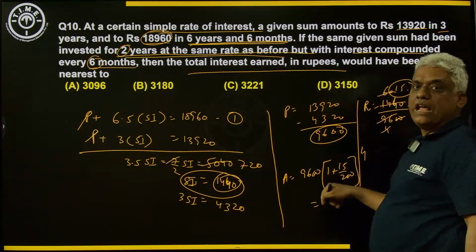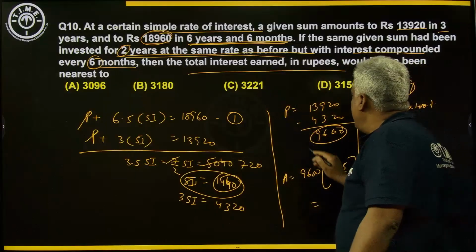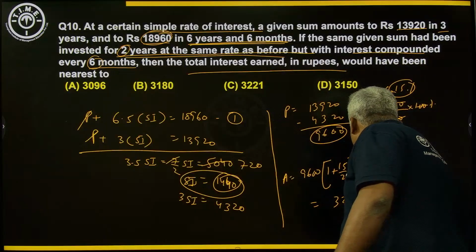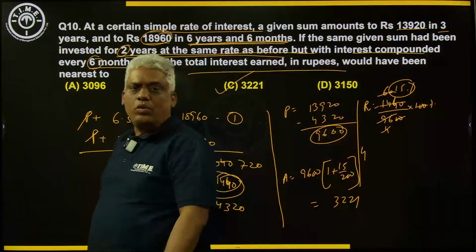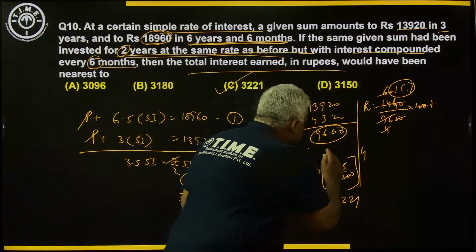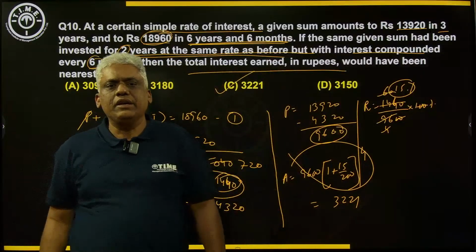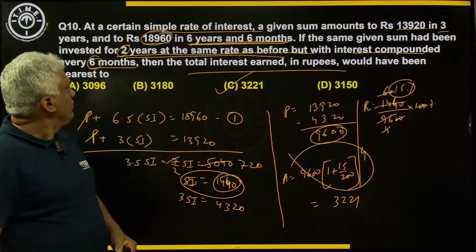Now here you have to use a calculator. If you use a calculator, it will come around 3221, right? So that will be the answer for this. Now only you need a calculator for the last step, this step, otherwise manageable, right? Okay. Let's see the next question. Take 1 minute.